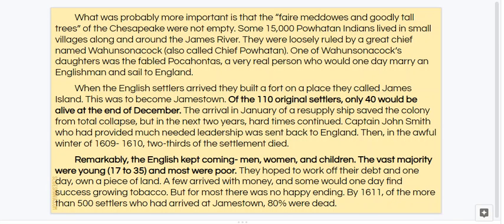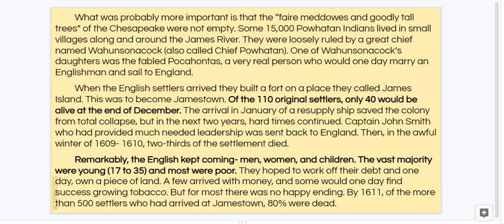Remarkably, the English kept coming, men, women, and children. The vast majority were young, 17 to 35, and most were poor. They hoped to work off their debt and one day own a piece of land. A few arrived with money, and some would one day find success growing tobacco. But for most, there was no happy ending. By 1611, of the more than 500 settlers who had arrived at Jamestown, 80% were dead.